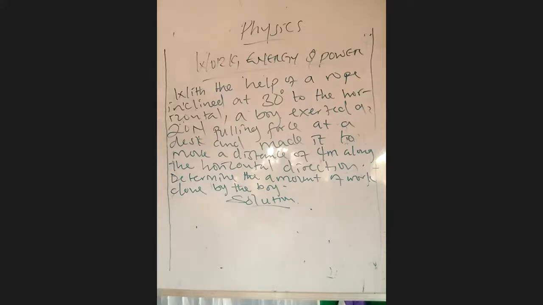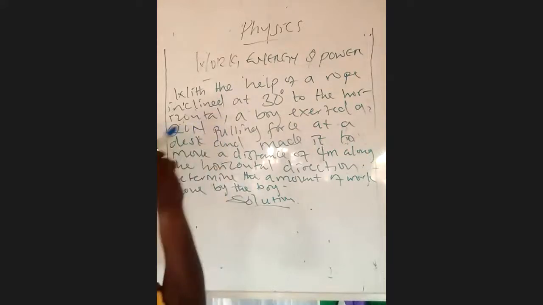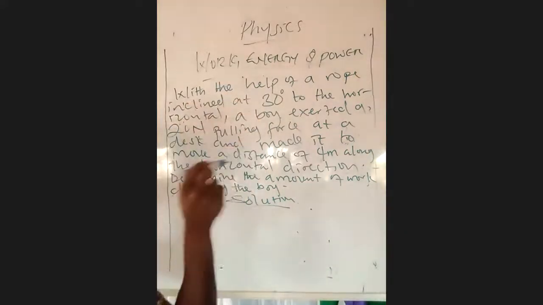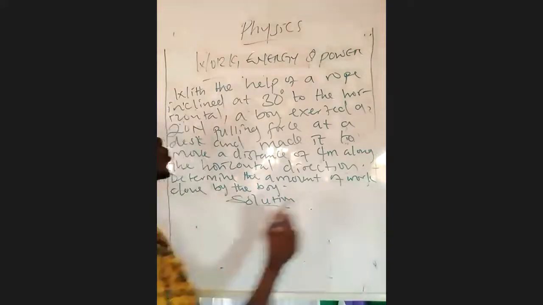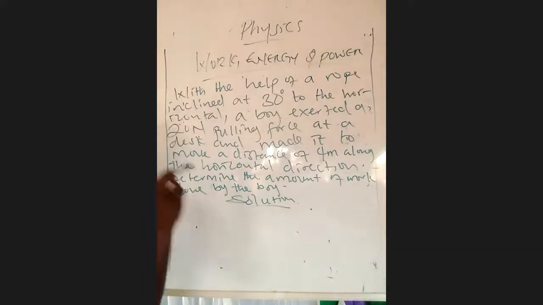Now we need to understand this question, then interpret it. To interpret this question, we have to use a diagrammatic representation. As we put it out, that will help us to quickly get the correct answer or solution to the question. With the help of a rope inclined at 30 degrees to the horizontal, a boy exerted a 20 Newton pulling force at a desk and made it move a distance of 4 meters along the horizontal direction.